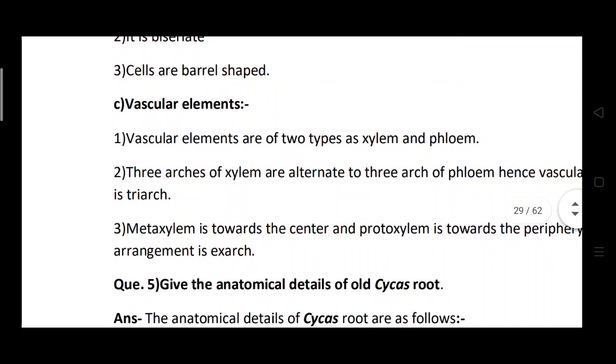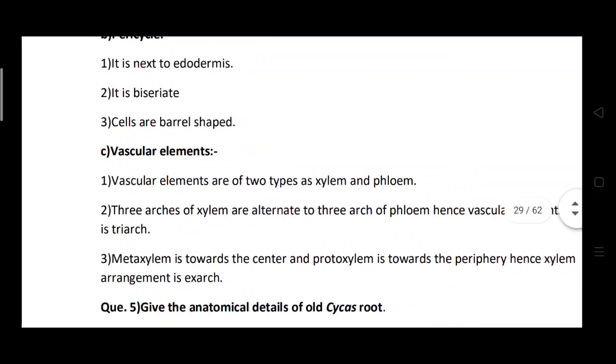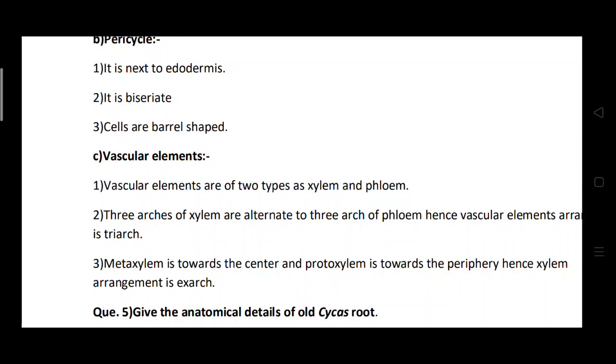Then the third part, or the central part of this root, is the vascular element. The vascular elements are the xylem and phloem. In the vascular elements, the three arches of xylem alternate with the three arcs of phloem. Hence, this arrangement is called triarch. As you saw in the young roots, there are two arcs of xylem and two arcs of phloem, which is called diarch. Here in the coralloid root, there are three arcs of xylem and three arcs of phloem. That's why it is called triarch.